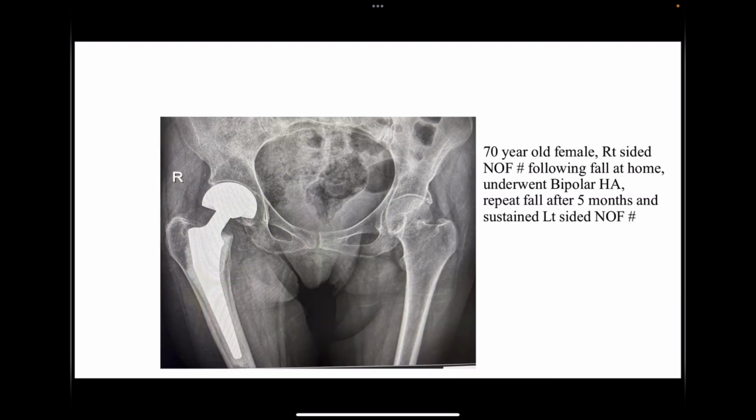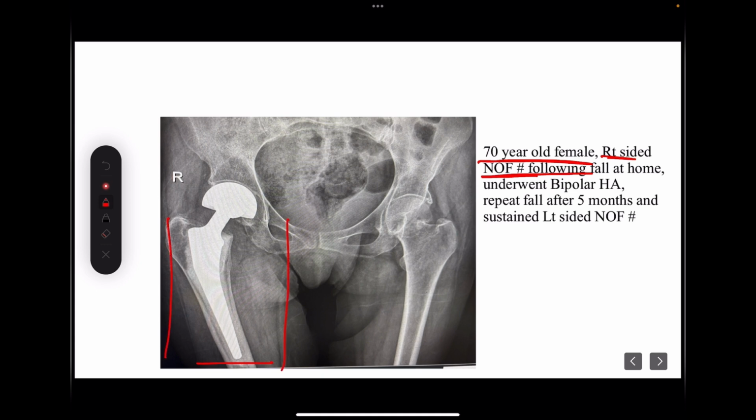Okay. So looking at this radiograph, we will be discussing a short case. This was a 70-year-old lady who had a right-sided neck of femur fracture, for which we did bipolar hemiarthroplasty and mobilized the patient. She was happy and we discharged her. After 4 to 5 months, she came back with a history of recurrent fall. Now this time she has a left-sided neck of femur fracture. In this patient, as a surgeon, we have done a wonderful job. We replaced the hip, mobilized the patient. She was happy. Everything was fine.